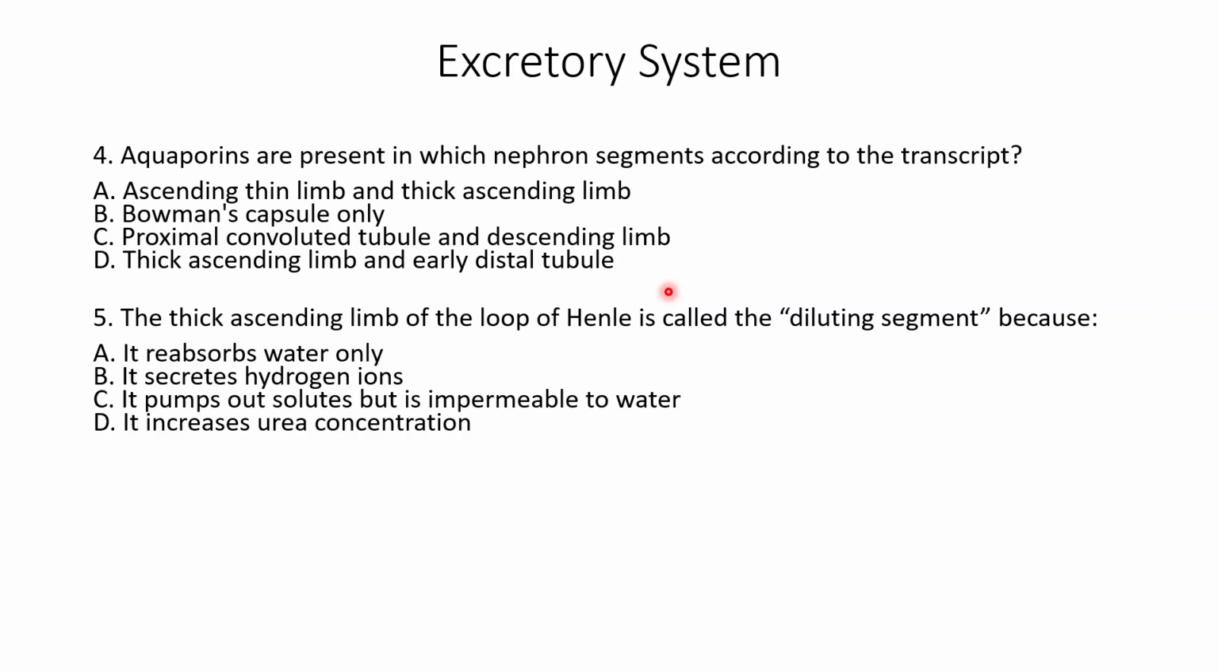So the thick ascending limb of the loop of Henle is called the diluting segment. Why? I was just talking about that. So does anyone want to try as to why that's the case? It reabsorbs water only.